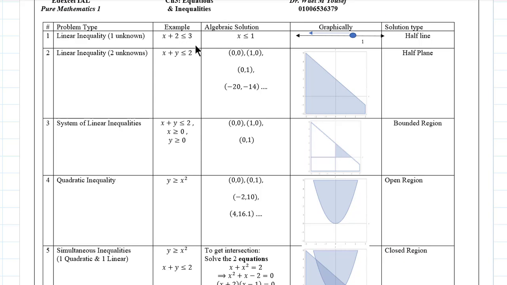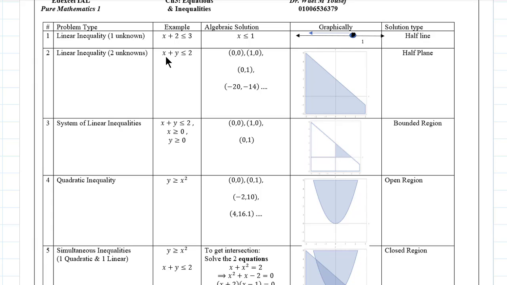The third point is about the region and the point of intersection of two curves. And I want to remind you of the following. When we have x plus 2 less than or equal to 3, we call it a linear inequality with just one unknown. And to solve it is very easy, of course. I will say x less than or equal to 1. But to represent this solution graphically, we will shade the point at 1 and choose all the interval to the left of it. And we call this representation a half line. It's a very interesting name, half line.